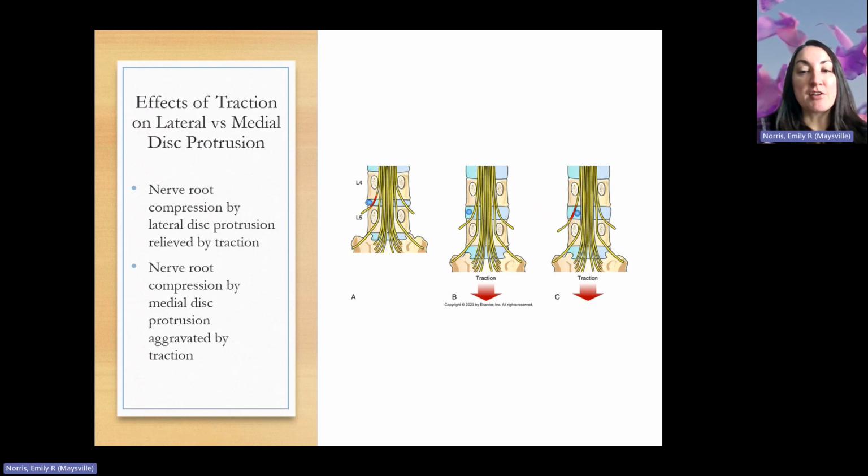However, in the same way, if there's a medial disc protrusion, as the joint space opens up and the nerve root goes more medially, it's actually going to be more affected by the medial disc protrusion than it was before the traction. So in that case, if you know that that is where the protrusion is, then you would not want to do traction. So making sure that if they've had an MRI, you know where the protrusion was and that you read the report and understand it before trying traction.